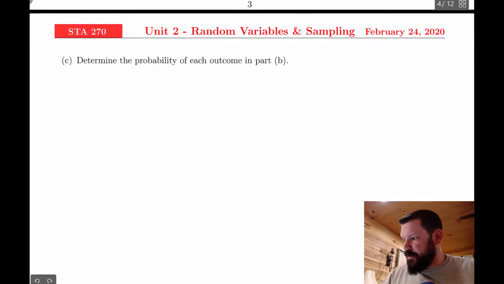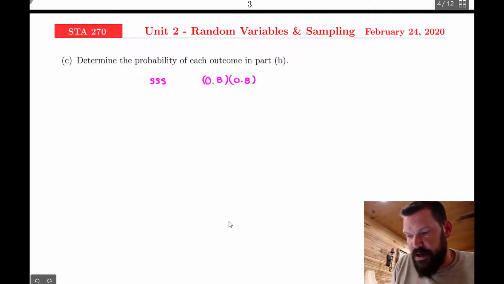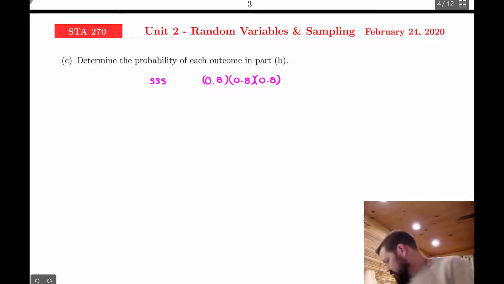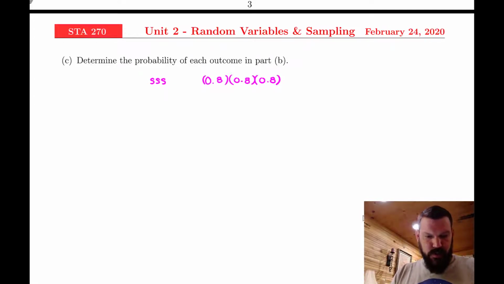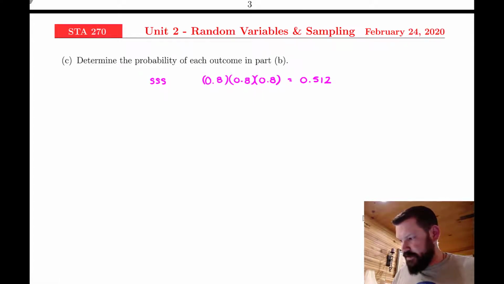Then we want to determine the probability of each outcome in part B. The first one is that all 3 people are alive. And we can figure that out by the probability that the first person is alive is 0.8, the probability that the second person is alive is 0.8, and the probability that the third person is alive is also 0.8. That probability is 0.512 that all three people are alive at the age of 65.